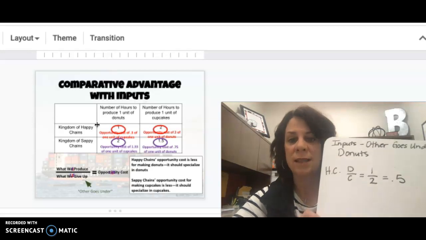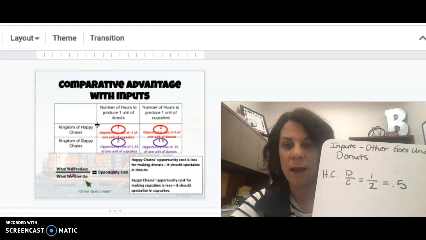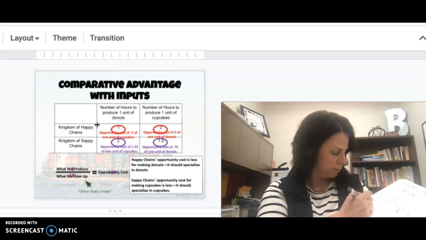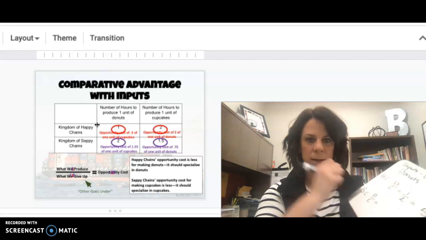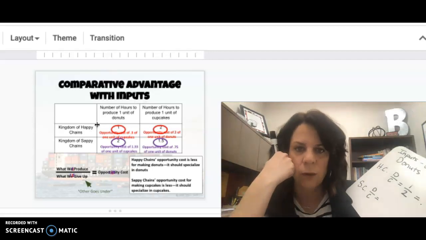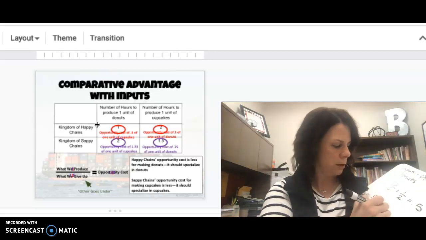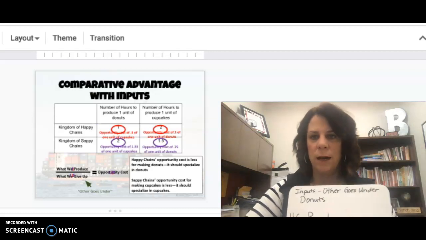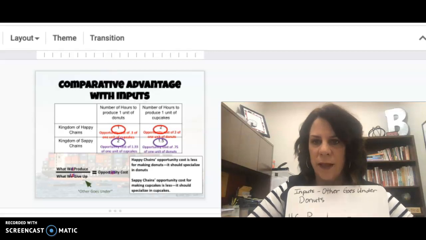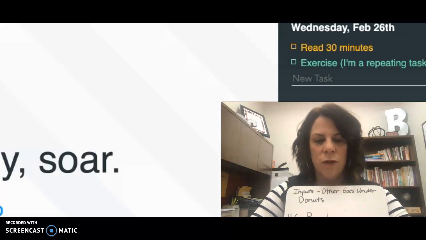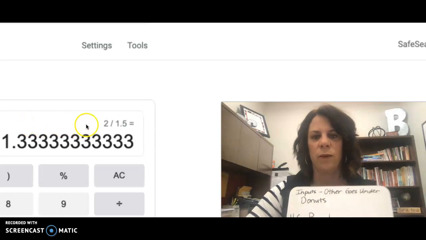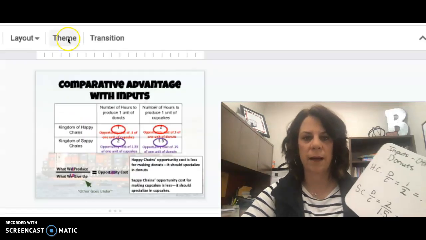All right. So let's see, what does Sappy Chains give up if they're going to produce donuts? So Sappy Chains, donuts over cupcakes is 2 over 1.5. And I do like to put this into decimal because I feel like that's way easier to compare than fractions. So 2 divided by 1.5 is, I think, 1.33. Yep, 1.333. So I'll go back.